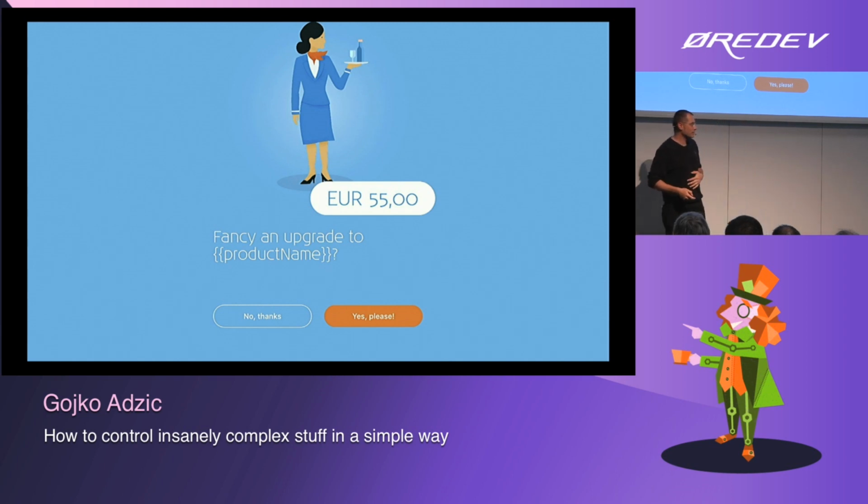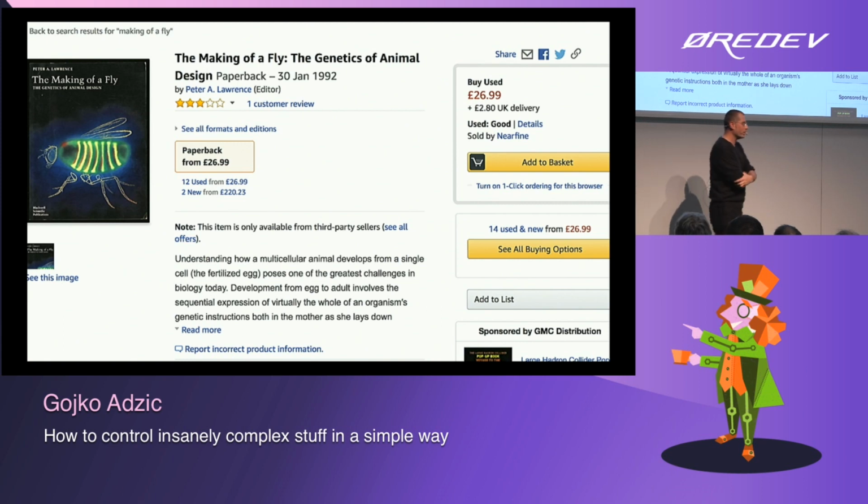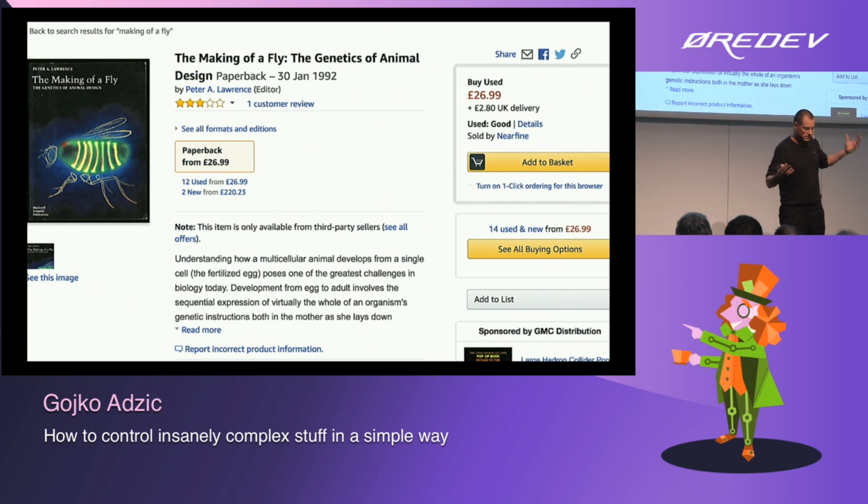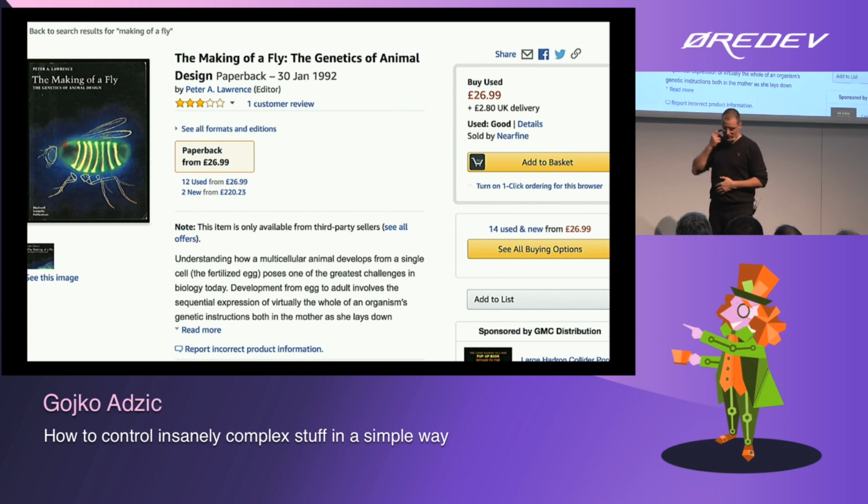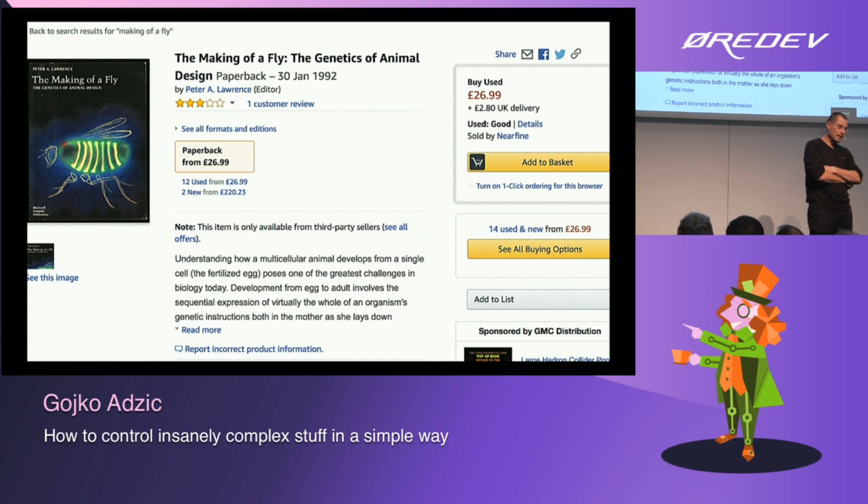In terms of runaway process, my favorite story is about The Making of a Fly. The Making of a Fly was a book that was written in 1992 and was not important for 10 years or even more. This is the book on Amazon. It was selling for £26 when I took a screenshot. And somewhere along the line, in 2011, I think, Amazon allowed people to do algorithmic pricing and to compete on stuff that other people had, like third-party sellers.